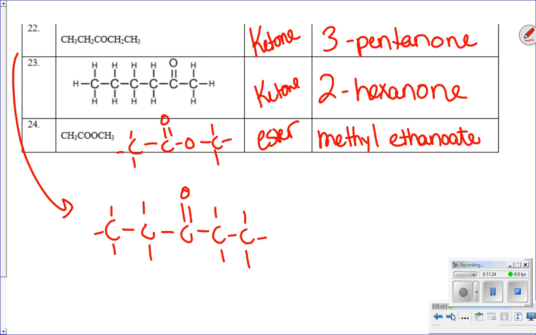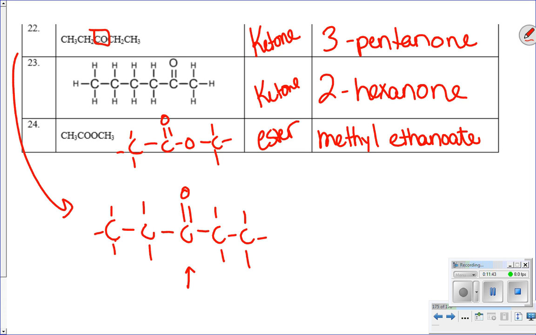I drew out number 22 for you. What I want you to see there, we have the CH3 for our first carbon, CH2. This CO right here, because there's no other H's on that, that's indicating that double bonded O. And then we go on to continue our CH2, CH3. I have one double bonded O in the molecule. Therefore, this is a ketone.